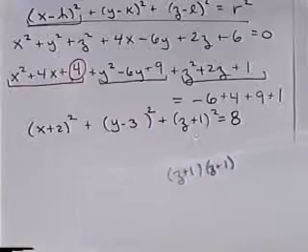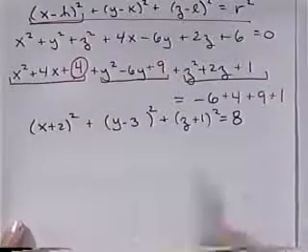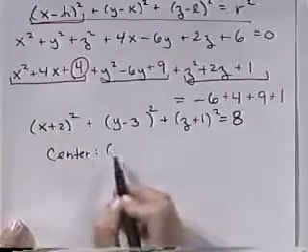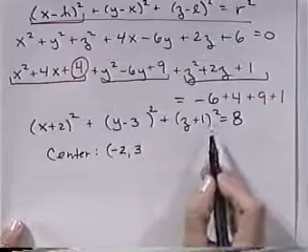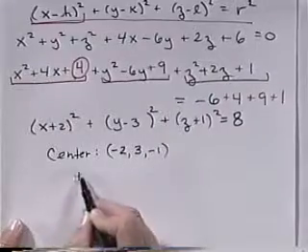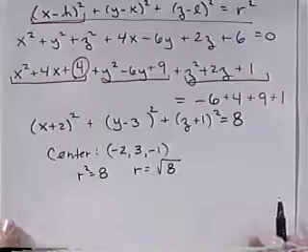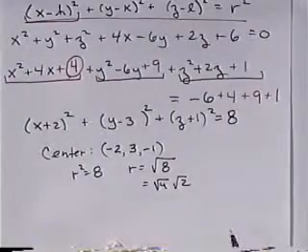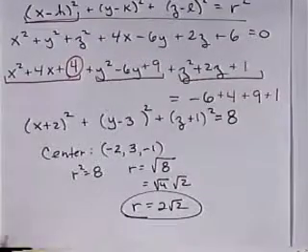Okay, thank you. So, what is our center? What is our center of this sphere? Our center is, since it's plus 2, a negative 2 for the x-coordinate, a plus 3 for the y-coordinate, and z is going to be a negative 1. And since r² is 8, r is √8, which we can write as √4 times √2. So I think 2√2 would be the better way to write the radius.